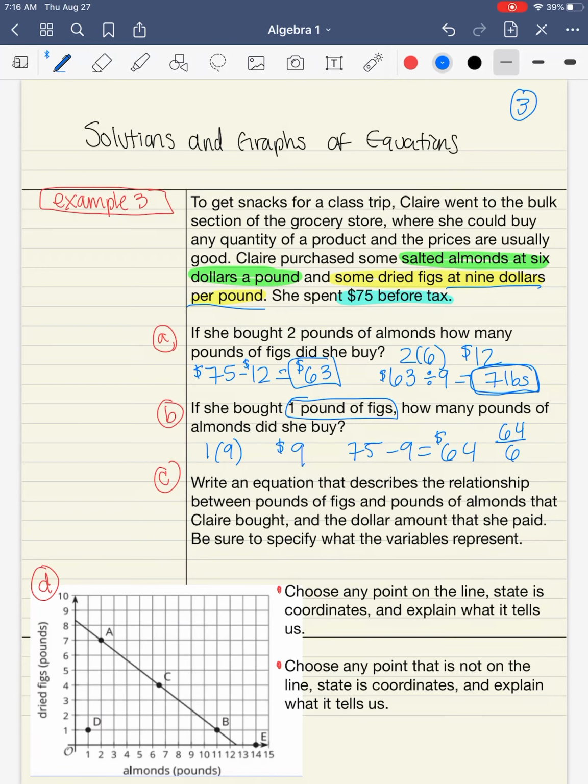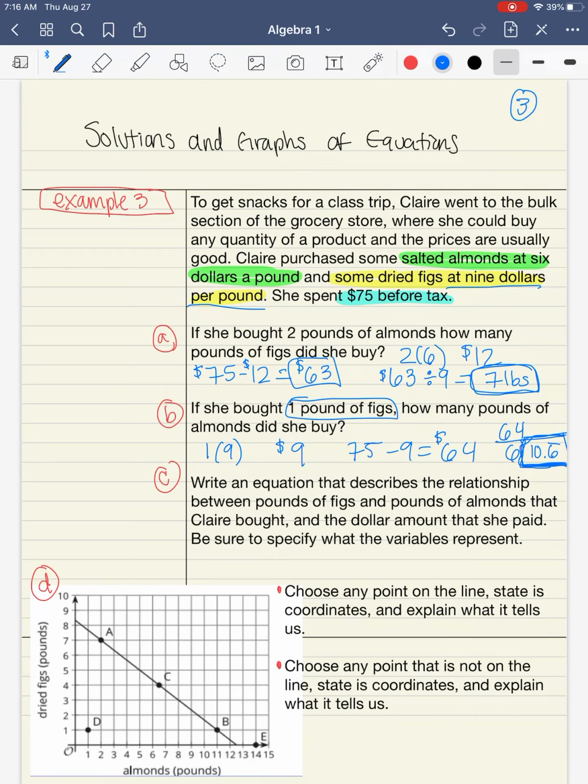And we're going to realize that she bought about 10.6 repeating, which is 10 2/3 pounds of almonds. Because you don't have to buy a perfect whole number amount of pounds, especially in the stores where they have scales. So it's a reasonable answer here to have a decimal or fraction value of pounds.